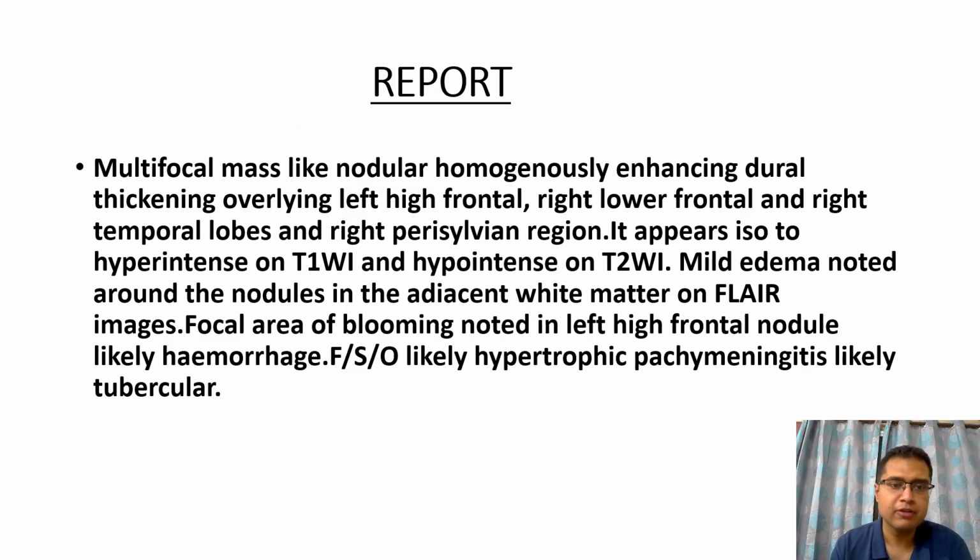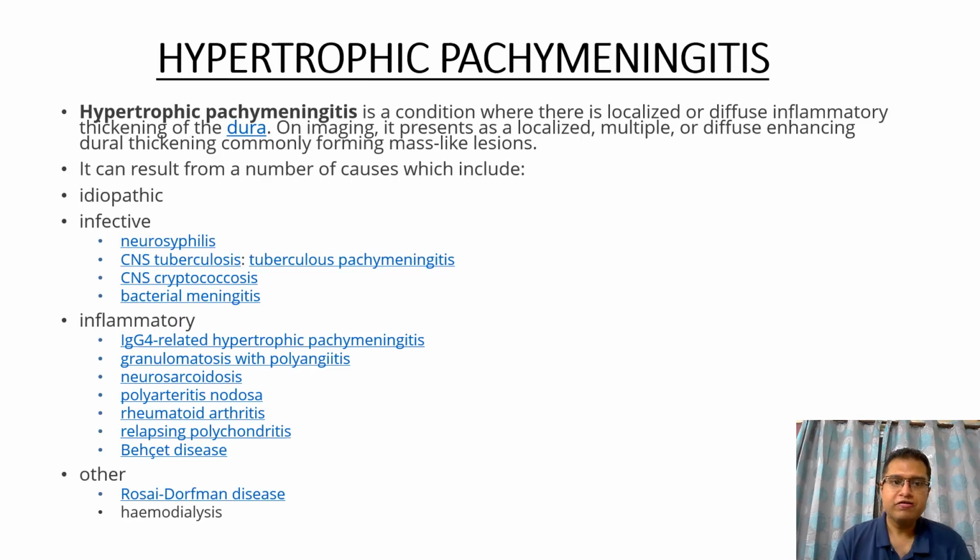And this is the report I had given: multifocal mass-like nodular homogeneously enhancing dural thickening overlying the left frontal, right lower frontal, right temporal, right parasylvian region, and it appeared hyperintense on T1 and hypointense on T2, and there was mild edema that was seen around the nodules in the adjacent white matter, which was suggestive of hypertrophic pachymeningitis, likely tubercular. So hypertrophic pachymeningitis is a diffuse inflammatory or localized thickening of the dura, and on imaging they present as localized, multiple or diffuse enhancing dural thickening, commonly forming mass-like lesions.